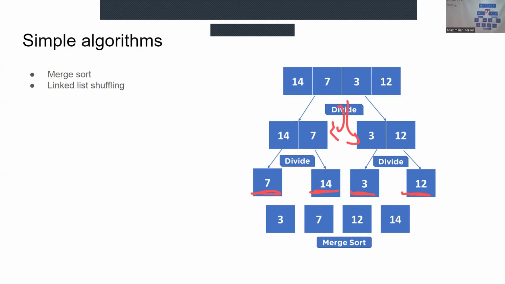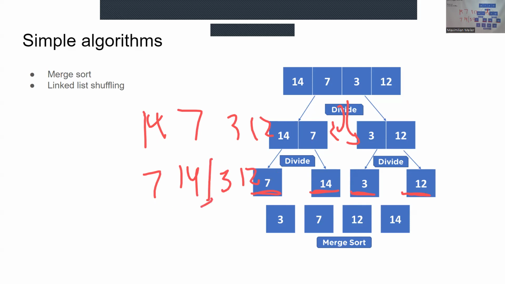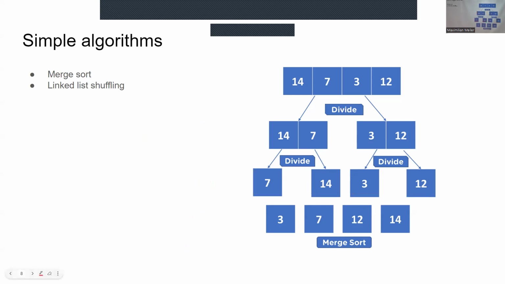Yeah. So when they're units of length 1, they're inherently sorted. So then you just combine them back up. In this case, this 14 to 7, you would split into 14 and 7, and then you would take this. Oh wow, now it's combined. And this 3, 12 goes here. And then you can merge them together, like this 3 and then the 7 and this 12 and this 14. It's fairly straightforward.